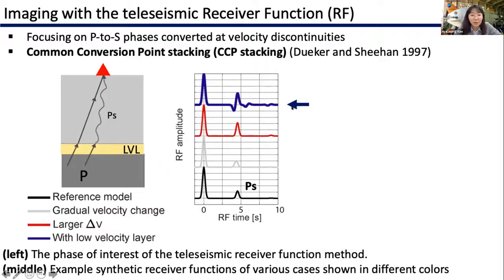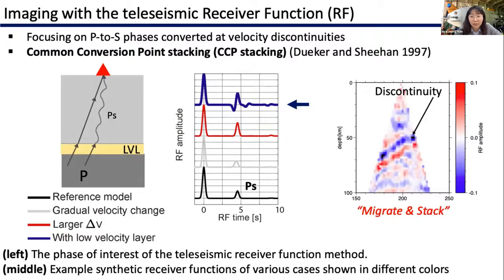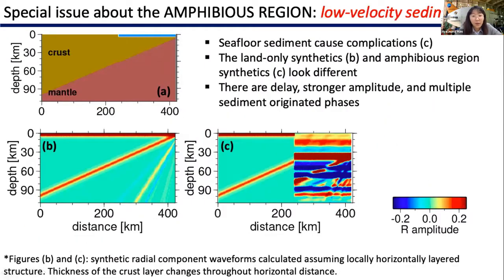To make an image, we implemented the common conversion point stacking method. We migrate and stack the time domain receiver functions into space and create an image like this. We can visually catch the location of the discontinuity and its geometry. Different from land-based receiver function imaging, additional care on the ocean side is needed. This is all due to the low velocity seafloor sediment.